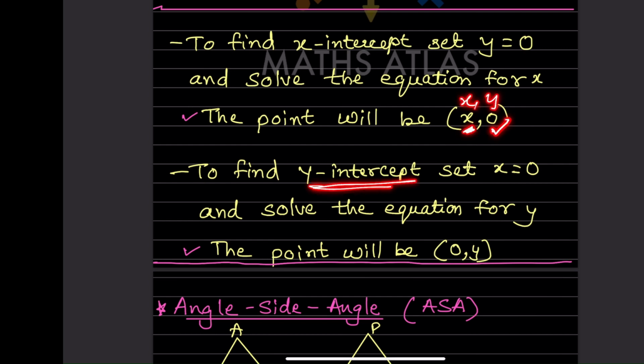And to find the y-intercept, you have to put x as 0. This is x and this is y. Here you put 0, and whatever you get will be y. That will be 0 and y. So these 2 points we have to remember.